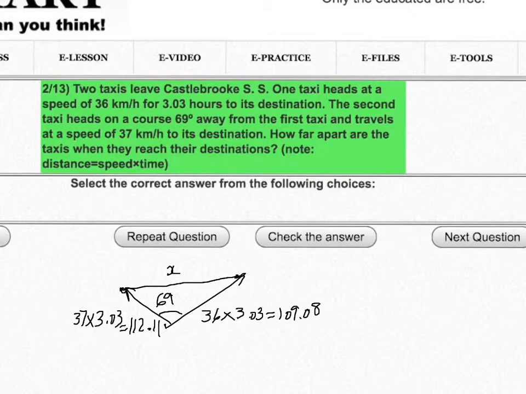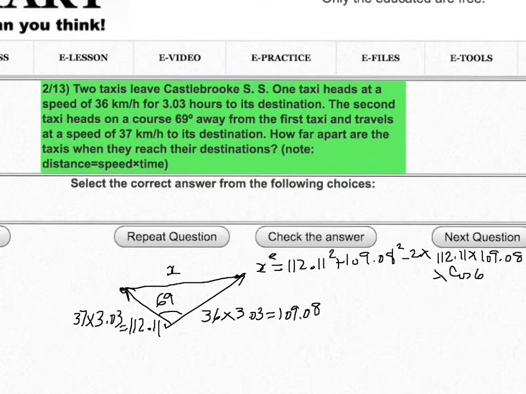So to use the cosine law, I write the equation regarding the side x. So I can write x squared is equal to 112.11 squared plus 109.08 squared minus 2 times 112.11 times 109.08 times the cos of the angle between them.